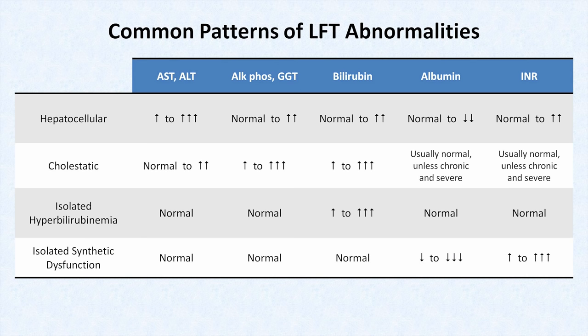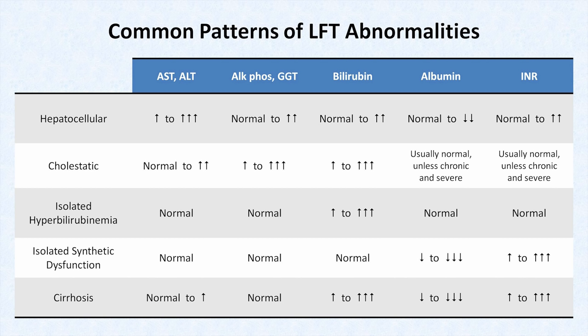Finally, in the cirrhotic pattern, the aminotransferases are often normal, but can be mildly elevated. Alk phos and GGT are typically normal, and bilirubin, albumin, and the INR are all quite deranged.